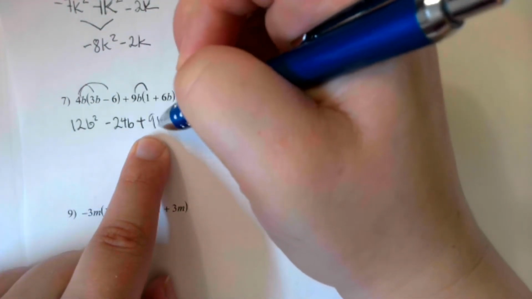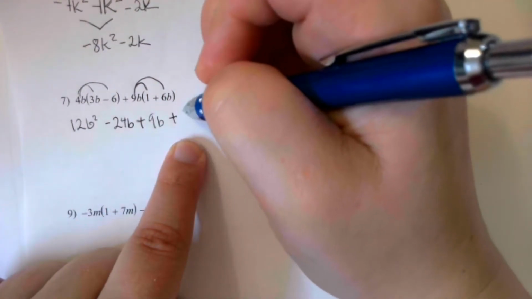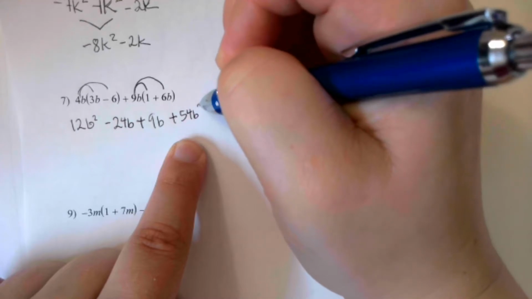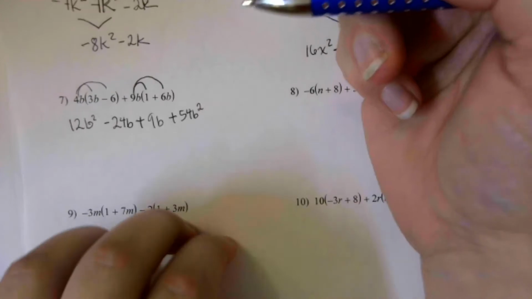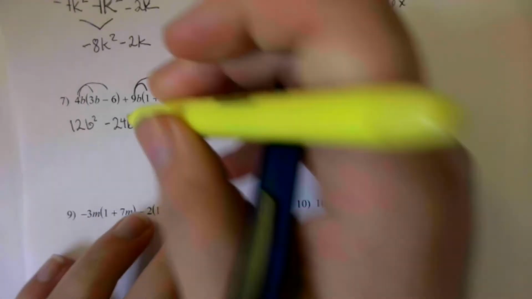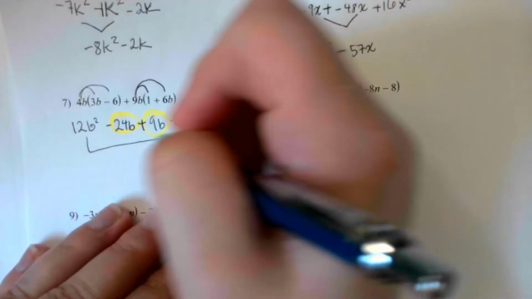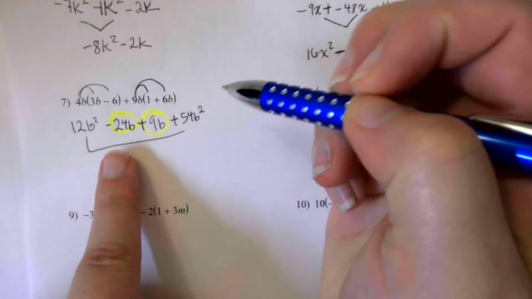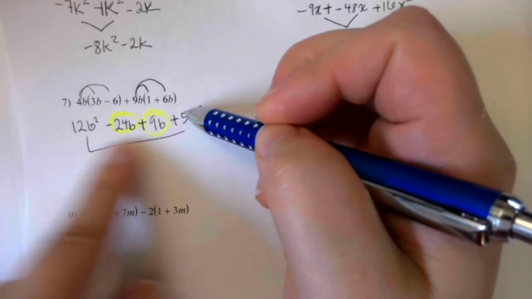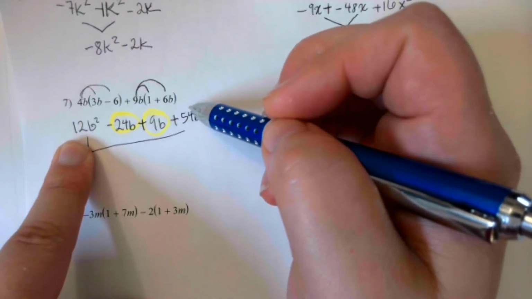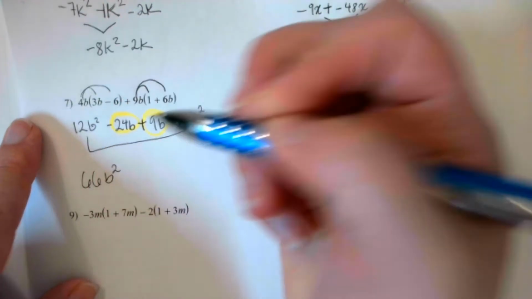9B times 1, well that's easy, 9B. 9B times 6B, 54B squared. And now we just put like terms with like. These go together, and these go together. I'm going to put the b squared first, because we always put the higher power first. 54 and 12, 66. 66b squared.